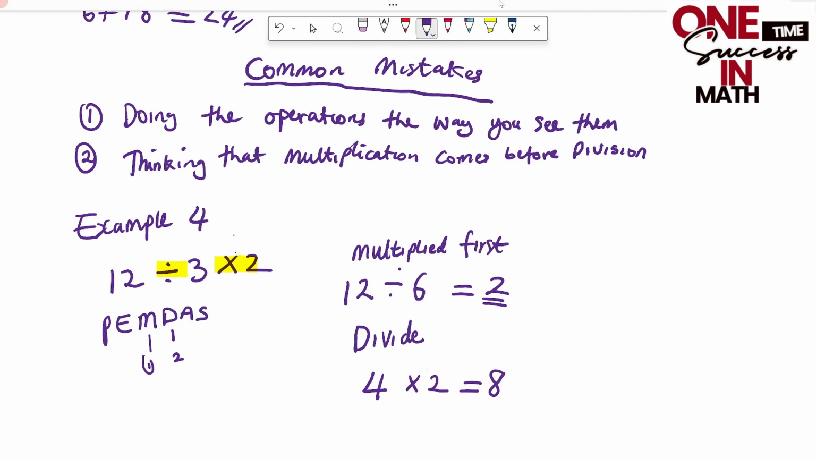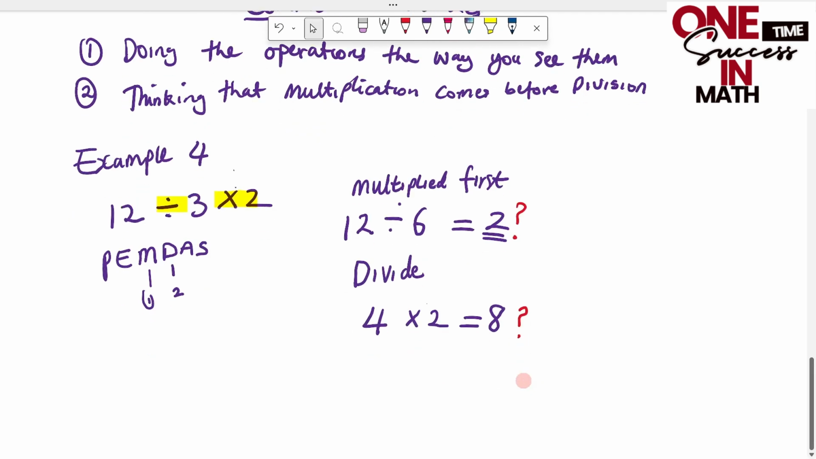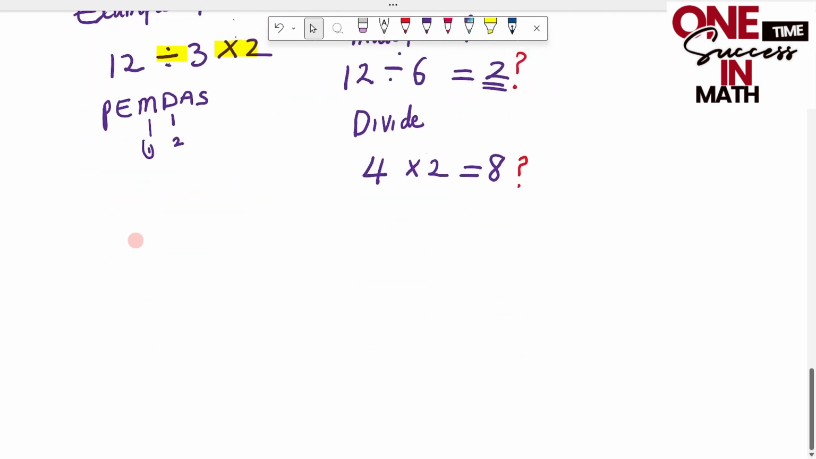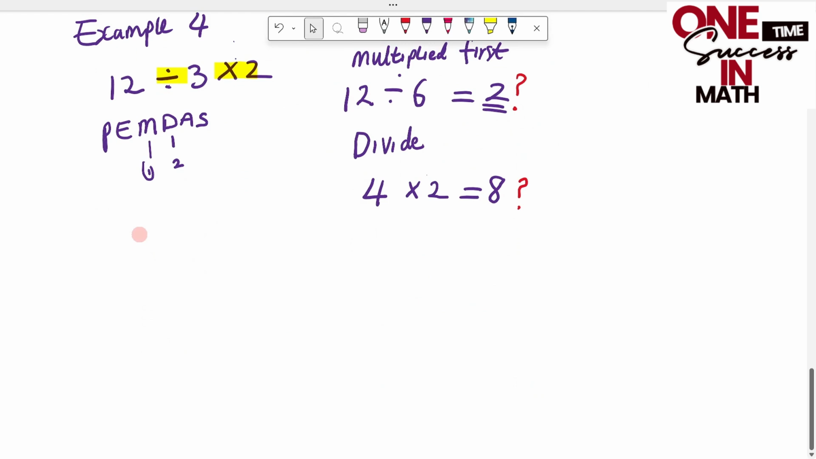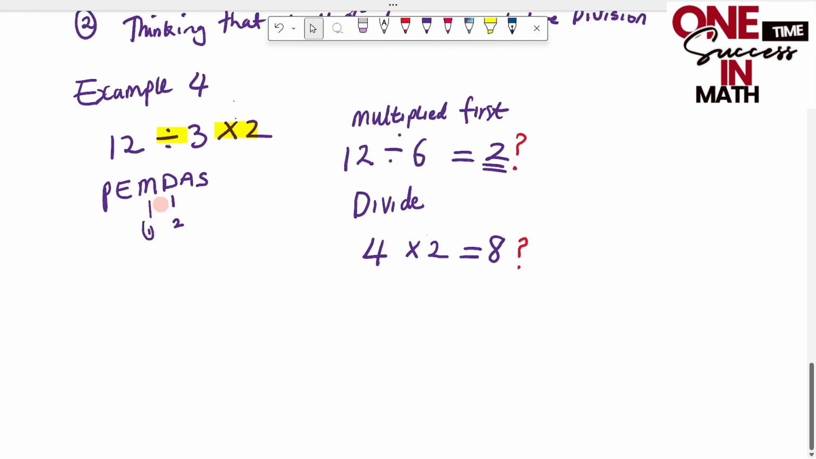So we'll now ask ourselves one question. Which of these is correct? Is it 2 or is it 8? That's the question that we need to ask ourselves. But like I have told you, when you have questions like that with just 2 math operations, which are multiplication and division, or division and multiplication, no matter the order, just go from left to right.